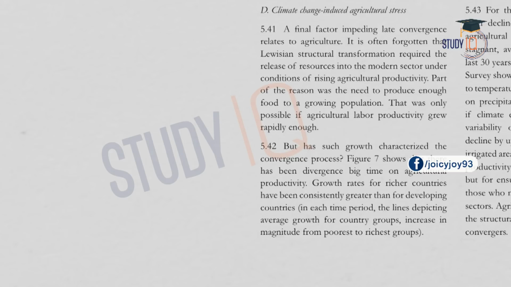The last factor impeding late convergence relates to agriculture. The fourth factor is agricultural stress that can lead to a late convergence stall. For an economy to undergo structural transformation, agricultural productivity must rise. Why is agricultural productivity very important? First of all, with an increase in population, the economy must be able to feed the growing population. Food should be available to the growing population. If agricultural productivity doesn't increase, there will be food shortages in the economy. And secondly, agricultural labor productivity has to increase if there has to be an increase in agricultural productivity.